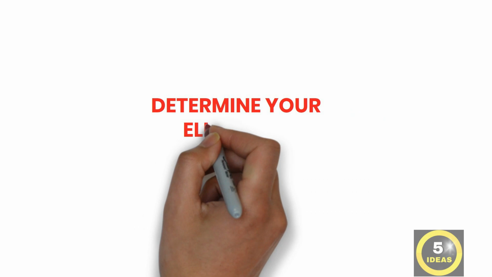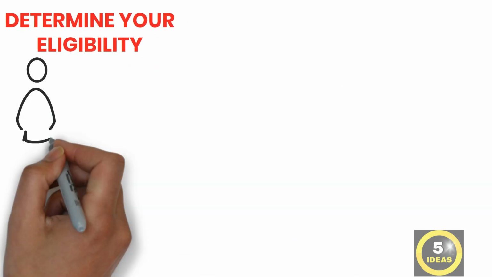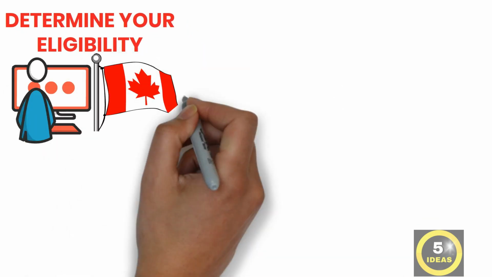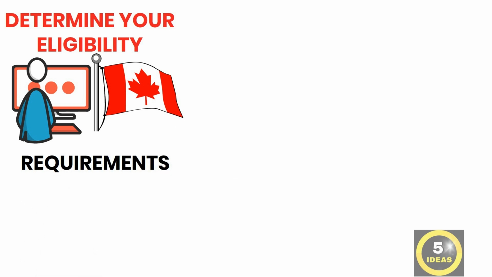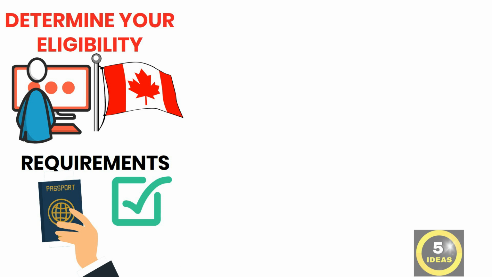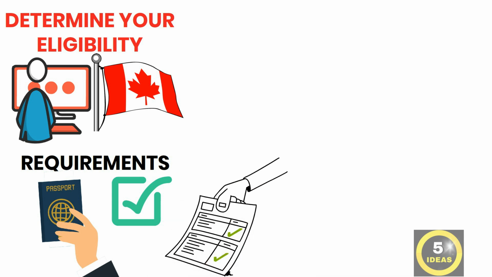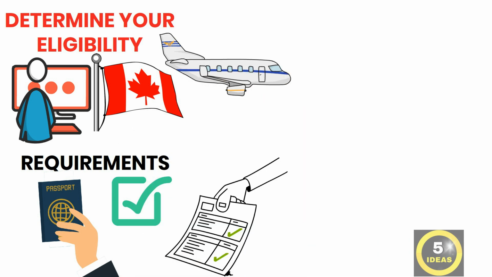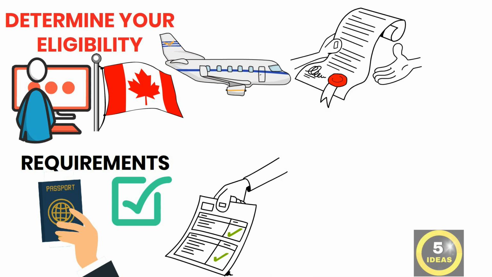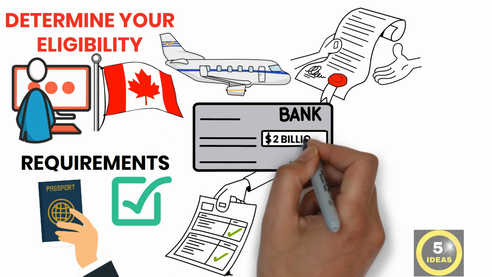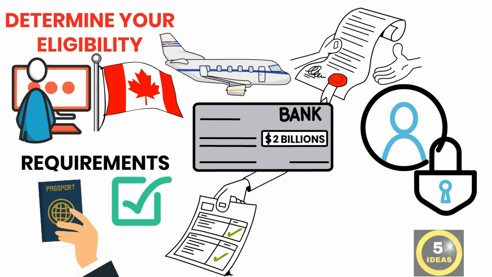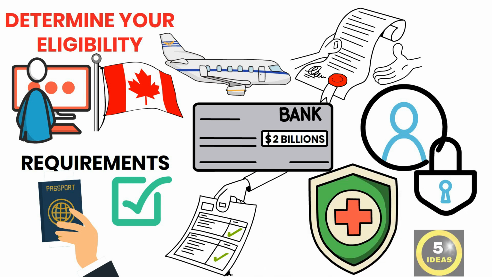Determine your eligibility. Review the eligibility criteria for a Canadian Business Visitor Visa. Ensure that you meet the requirements, which typically include having a valid passport, demonstrating the purpose of your visit as business-related, proving that you will leave Canada after your visit, having sufficient funds to support yourself during your stay, and not posing a security or health risk to Canadian citizens.